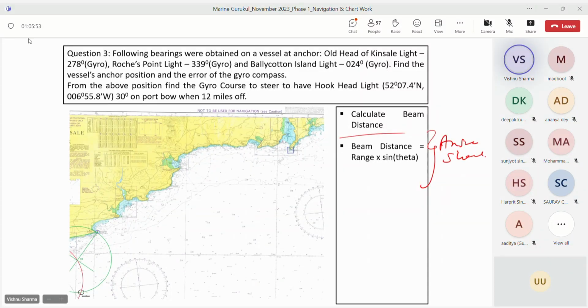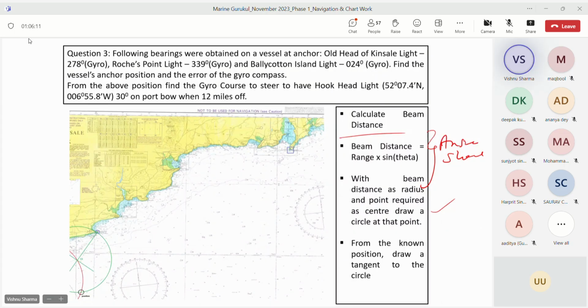Beam distance is equal to range into sine theta. Now, this is the explanation. With beam distance as radius and the point required as center, draw a circle at that point. From the known position, draw a tangent to the circle. Which tangent I have already explained, depending on whether it has to be left on the port side or the starboard side.